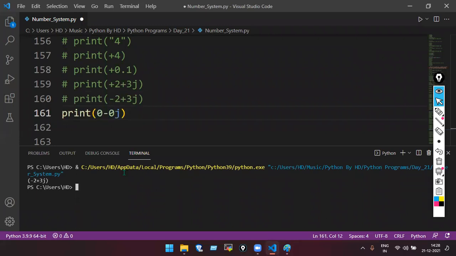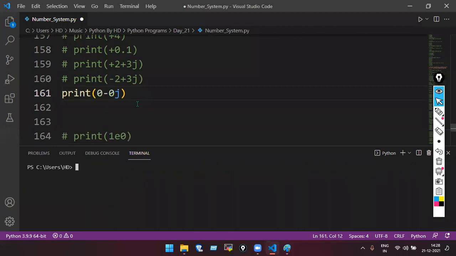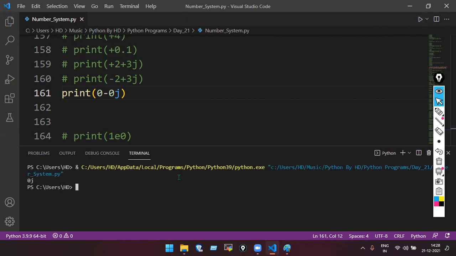Then what do you think about 0 minus 0j? Nothing but simply what will come? 0j. There is nothing called minus 0 in the world. Okay. Yes or no? So simply what will come there? 0j. Okay.